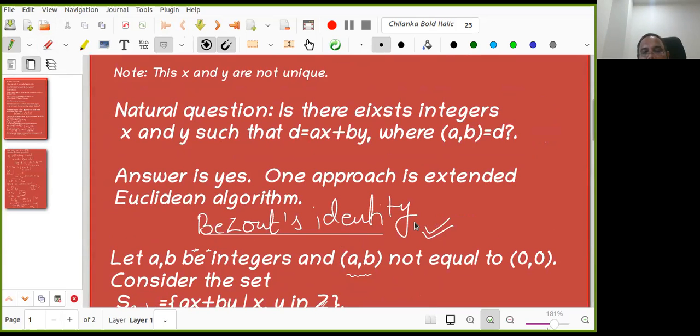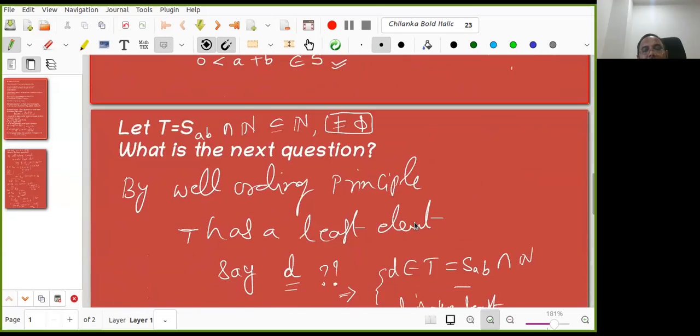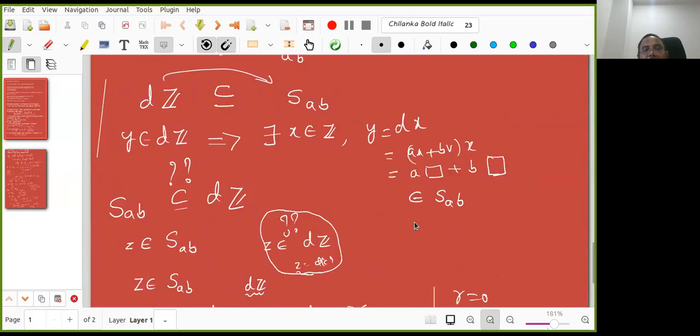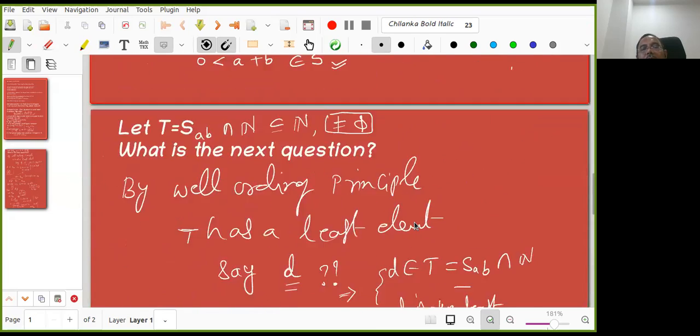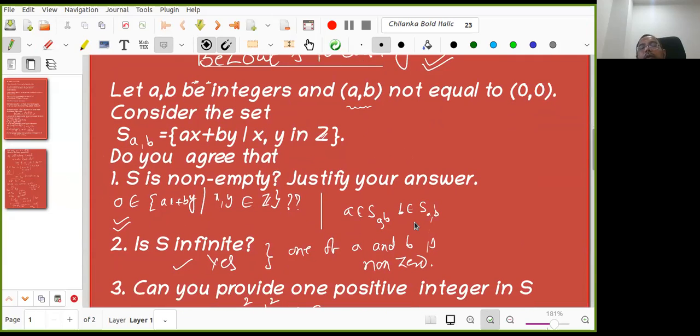In fact, we are proving more. I will tell that also. Without mentioning, I am proving something and later I will conclude everything. How did we do it? We just started with two integers A and B. I constructed SAB. Since one of them is non-zero, this is an infinite set, and not only that, it contains positive elements. So this intersection with natural numbers is non-empty. So by the well-ordering principle, SAB intersection N has a least element. Finally, I got the least element, which I called D.